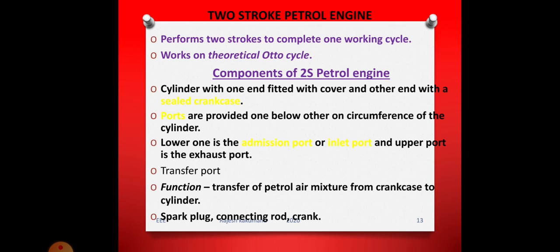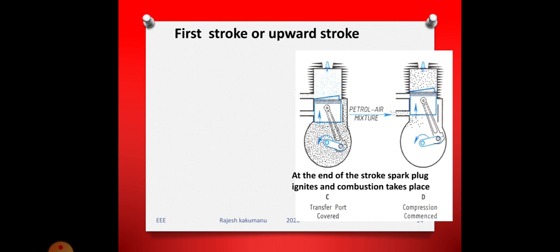Ports are provided one below the other on the circumference of the cylinder. The lower one is the inlet port, the upper port is the exhaust port. If you look at the figure, the lower one is the inlet port and the upper port is the exhaust port. The transfer port, which is placed at the left side, transfers the petrol plus air fuel mixture from the crankcase to the cylinder. Now the spark plug, connecting rod and the crank.